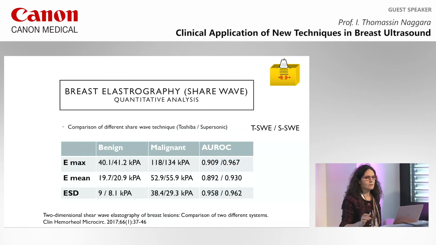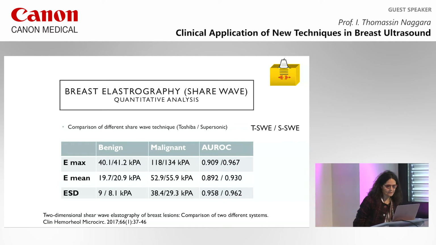So if we look at the different shear wave techniques in the literature, in this paper, they compare two different systems. And you can see that the performance is quite similar between the two systems. And you have an evaluation of the Emax and the E-mean. Probably the E-mean is stronger than the Emax because it's more reproducible. And you can see that malignant lesions are around 50 kPa versus benign, which are around 20 kPa.